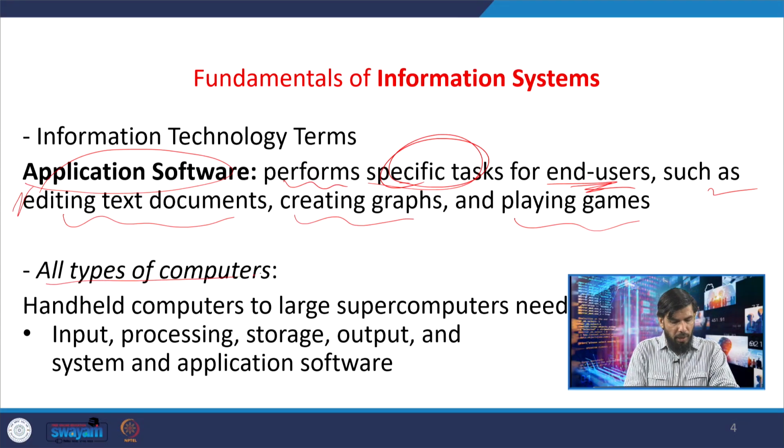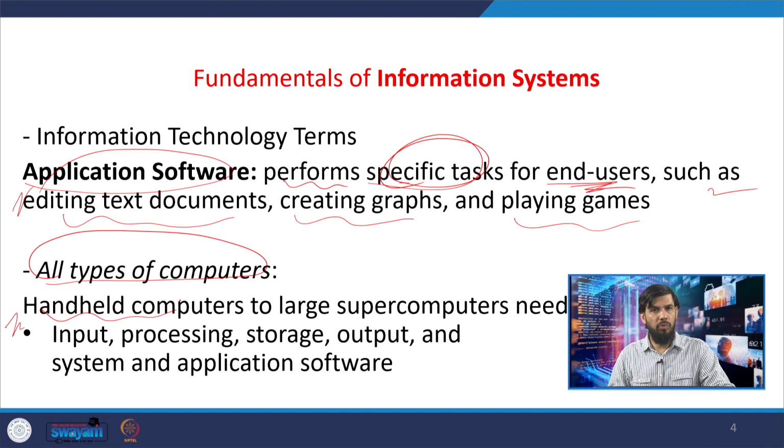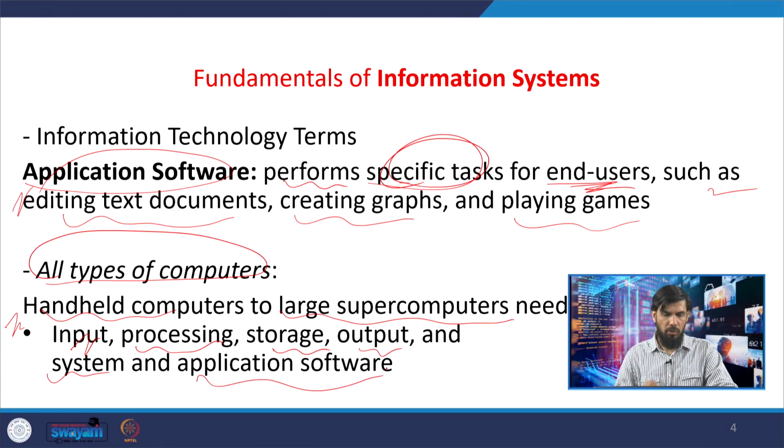Now all types of computers, whether we talk about the handheld computers, the smartphones, the tablet devices, or we talk about large supercomputers, they all need these elements: the input, processing, storage, output, system and application software. So these are main components, whether the hardware part or the software part, that have to be there in all types of computers, whether we talk about the handheld or the large supercomputers.